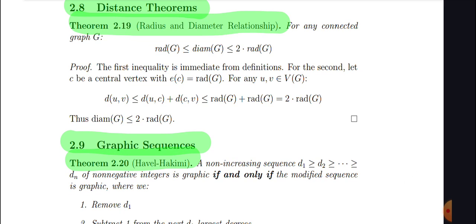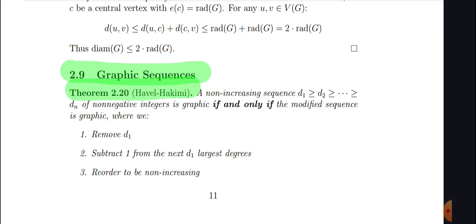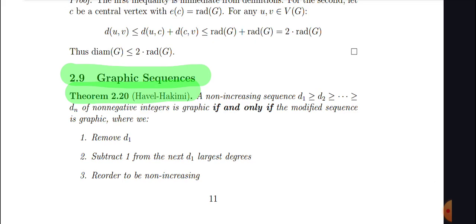Okay, the final key tool in this section addresses the reverse problem of the handshake theorem. Given a sequence of potential degrees, is it actually possible to draw a simple graph that satisfies them? This is the Havel-Hakimi theorem. It determines if a sequence is a graphic sequence. This sounds like a necessary check before building any large network model.